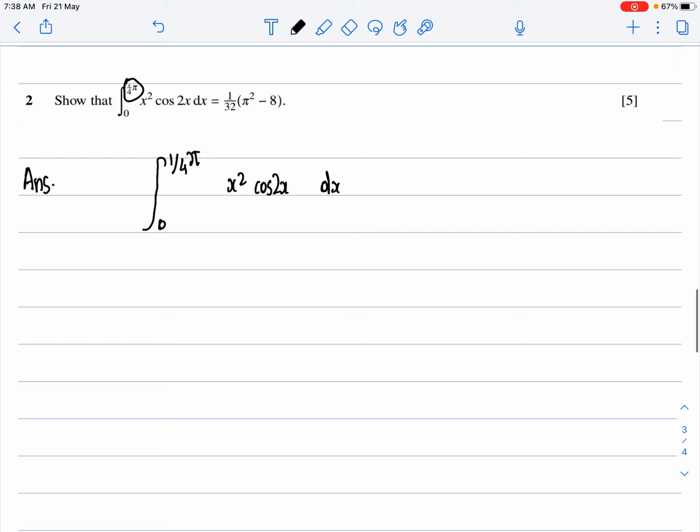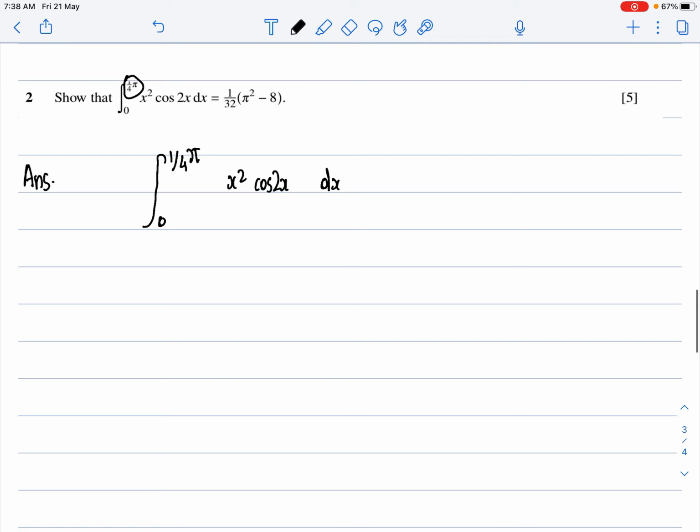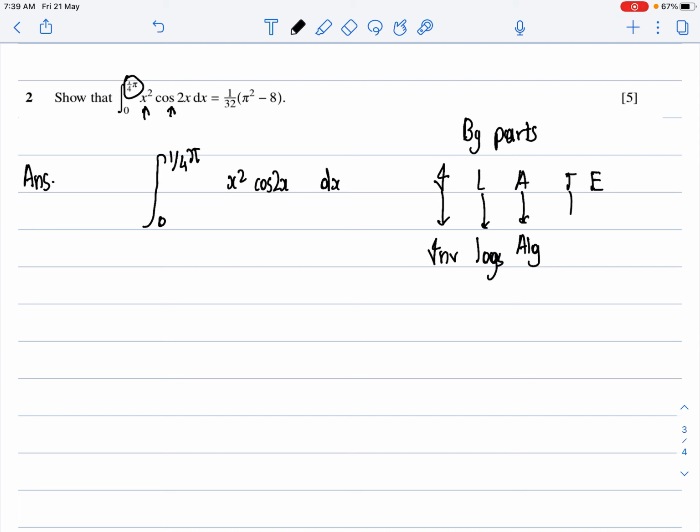So now, looking at the question, I know this is a further integration question, and this is a concept called integration by parts. Because two different variables are multiplied with each other and they belong to the ILATE section of by parts, where I means inverse, L means logs, A means algebra, T means trigonometry, and E means exponents.